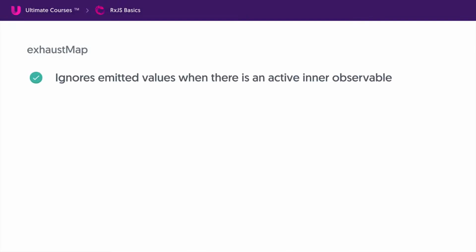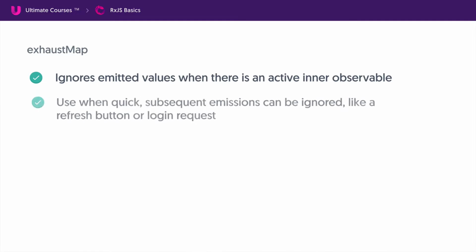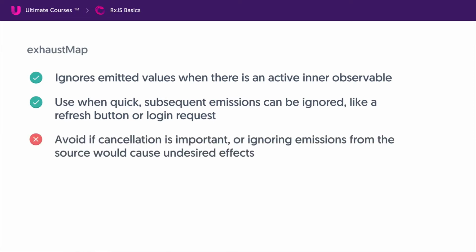To recap, exhaustMap ignores emitted values when there is an active inner observable. You can use exhaustMap when quick subsequent emissions can be ignored, like a refresh button or even a login request. You should probably avoid exhaustMap though if cancellation is important or ignoring emissions from the source could cause undesired effects, like on saves.